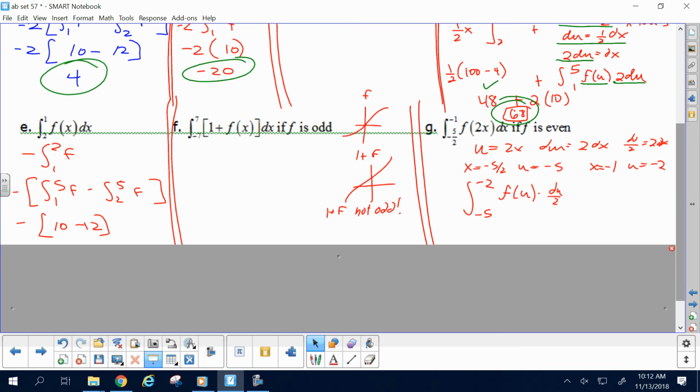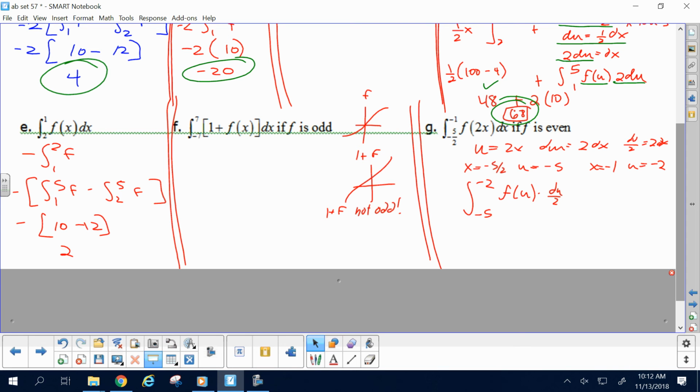You pull out negative to switch the limits and then do the difference between the 2 areas. Did you get +2? All right. F is a bit of a gotcha. F is odd. That doesn't mean that when you throw a 1 in front of it, it's still odd. In fact, it just ruined the whole odd idea. If you have a 1 plus, that shifts the graph up. And if you shift the graph up, that symmetry doesn't apply anymore.